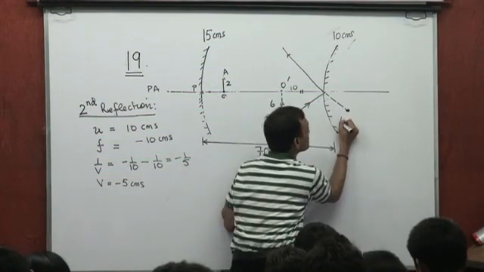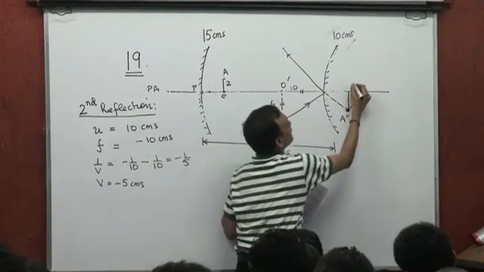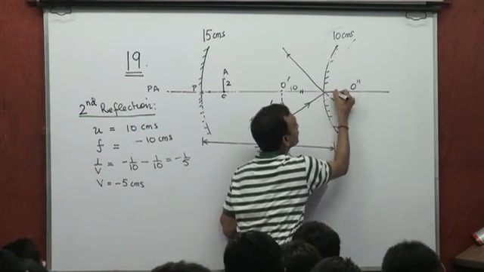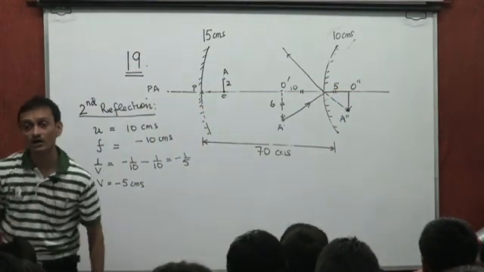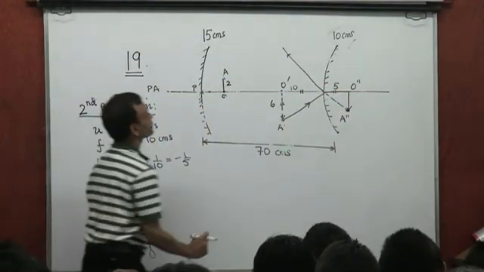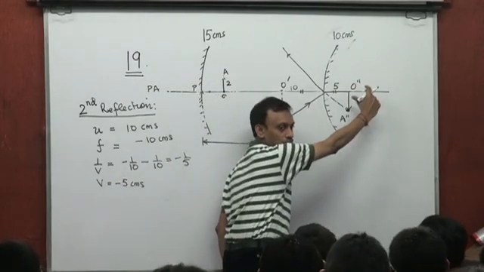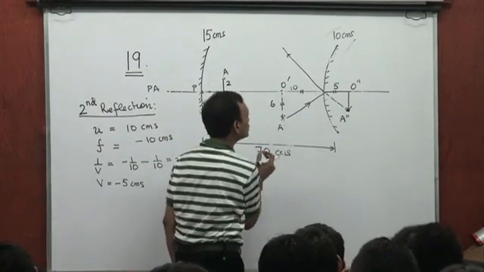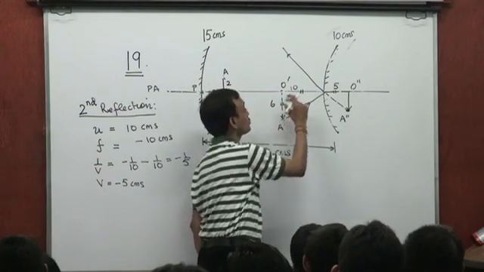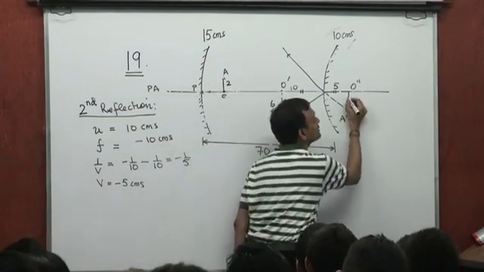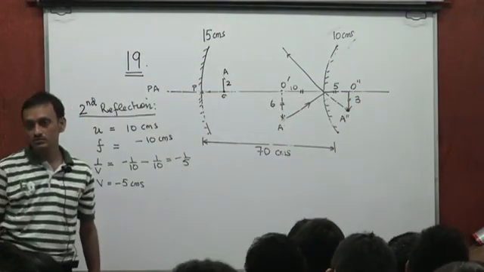So the image of A prime must be formed at A double prime, and the image of O prime at O double prime. At what distance? 5 centimeters to the right of the convex mirror, right? So the image now is erect. Same orientation, no change in orientation, right? The magnification is half. 5 by 10, magnification is half, yes or no? Size of the object is 6, so the size of the image is going to be 3 centimeters, right?